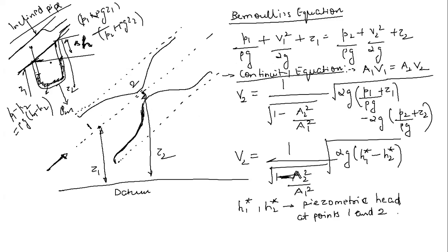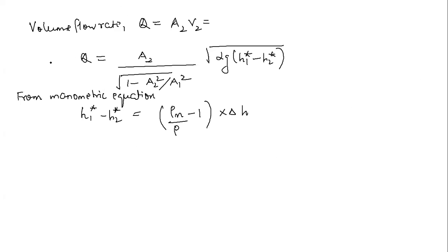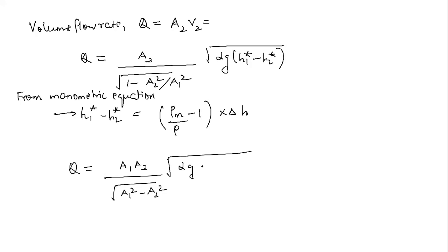So the manometric equation, you already know: if you put a manometer there, we can move from one side of the manometer to the other side and figure out this equation. It is very easy. Now you put this equation into this term, and you get this relation as A1 A2 divided by square root of A1 square minus A2 square, multiplied by root of 2G (rho m divided by rho minus 1) into delta H.